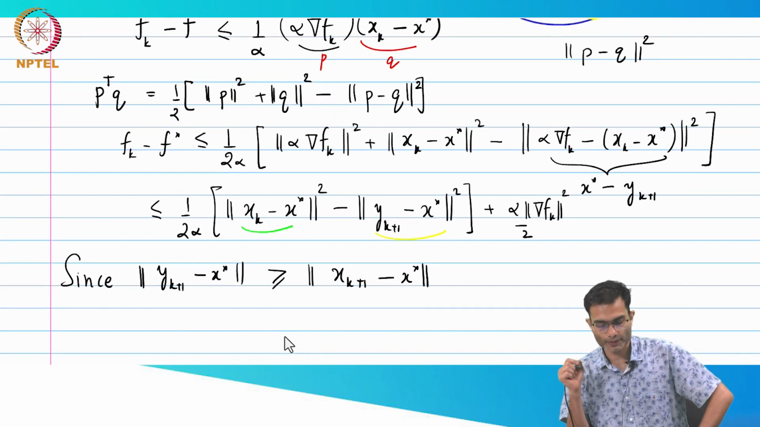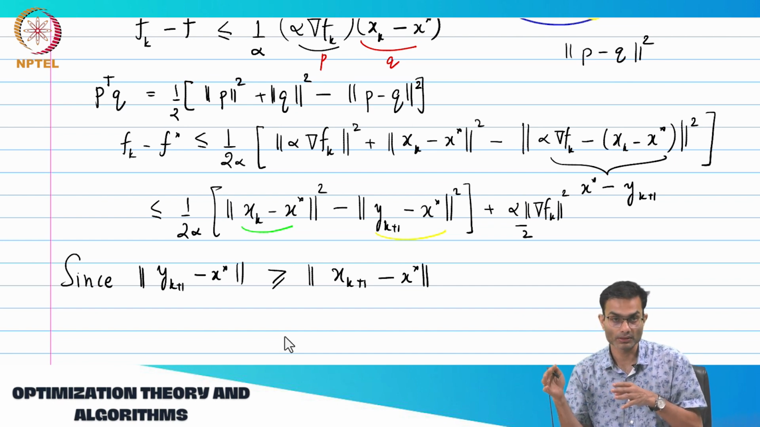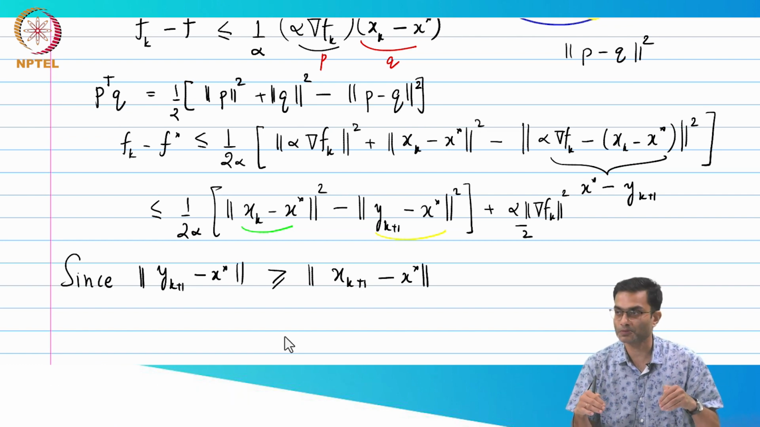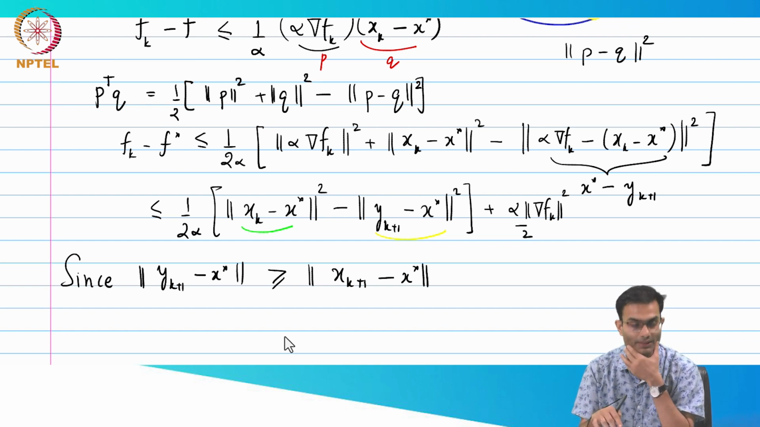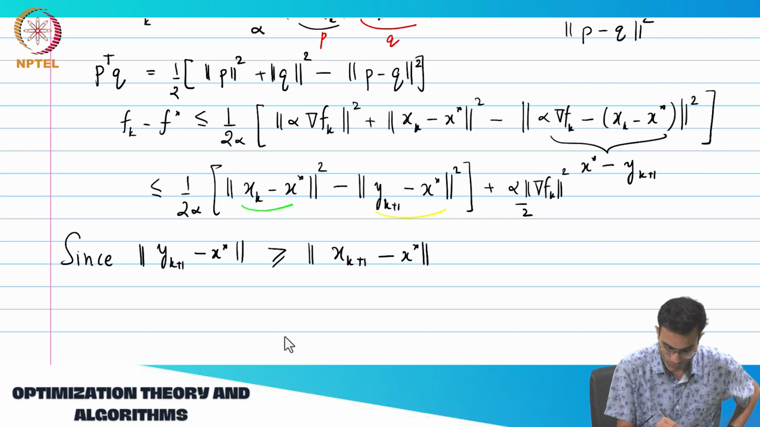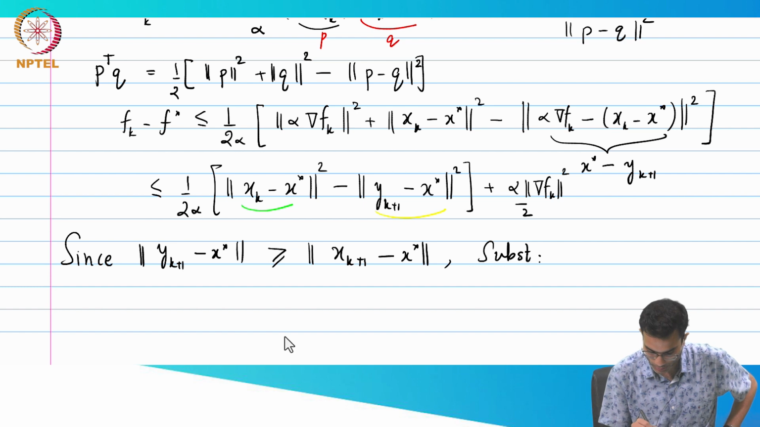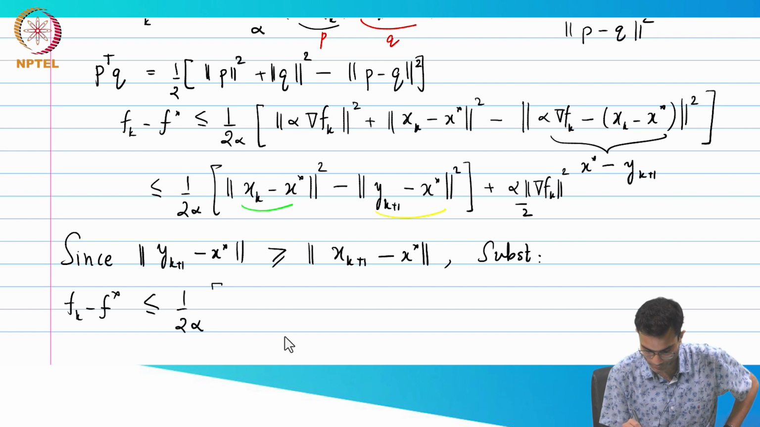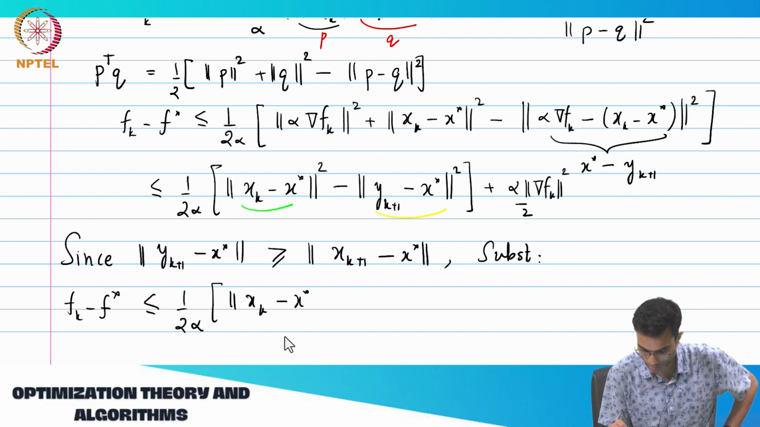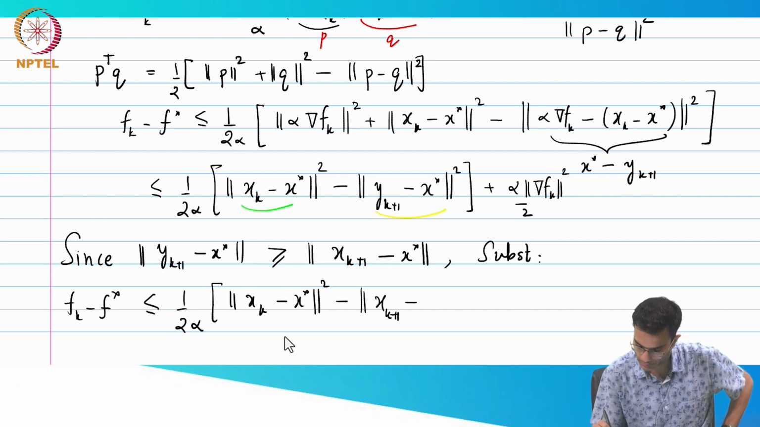Just one moment where you have to be a little bit careful. yk plus 1 minus x star is greater than this. If I substitute this into the above expression, will the inequality remain the way it is? Yes, because there's a negative sign associated with it, right? So let's substitute. So this will be fk minus f star, 1 by 2 alpha. This term remains as it is, and this term will become xk plus 1 minus x star squared.